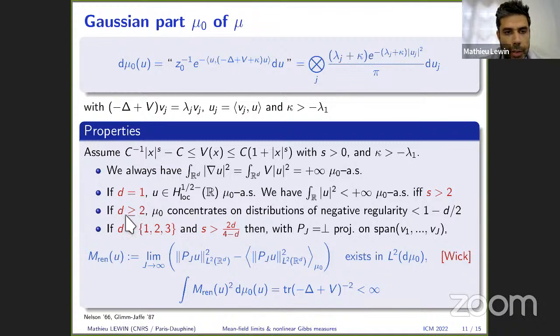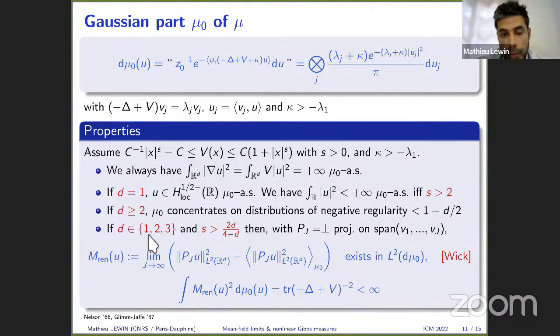In higher dimensions, it's way more complicated because mu zero concentrates on distributions of negative regularity, meaning that everywhere u is going to be singular. It's not going to be a function. In particular, the mass is infinite, of course.